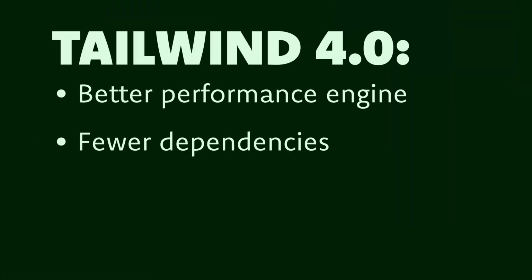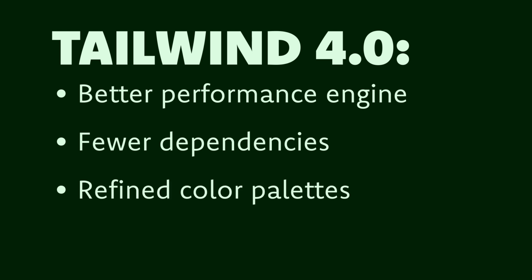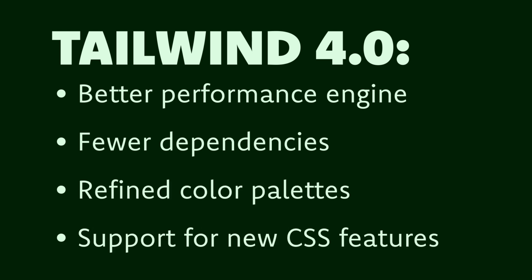At the end of January 2025, the Tailwind team released the next iteration of the Tailwind framework, version 4.0. This new version shipped with a better performance engine, fewer dependencies, refined color palettes, and support for new CSS features. All of these updates create a more efficient and more performant experience using Tailwind compared to previous versions. There's less to configure, so you can get up and running much faster.